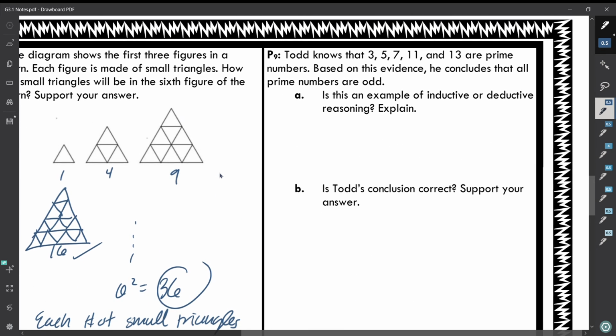Awesome. Okay, Todd knows that 3, 5, 7, 11, and 13 are prime numbers. Based on this evidence, he concludes that all prime numbers are odd. Is this an example of inductive or deductive reasoning? So basically what he's doing, he's using specific examples to form a conclusion. Okay? He just looked at those 5 prime numbers. He's conjecturing this. This is inductive reasoning.